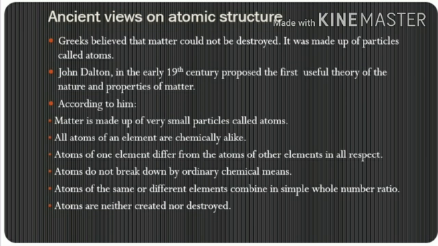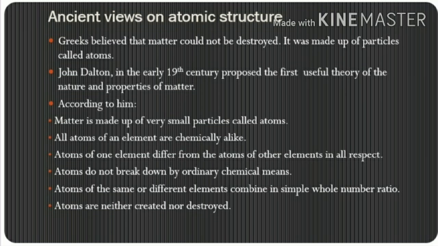Then, Kanad, an Indian philosopher in the 6th century, described that matter is made up of small particles called Parmanu. John Dalton, an English chemist in the early 19th century, proposed the first useful theory of the nature and properties of matter. According to him, matter is made up of very small particles called atoms.